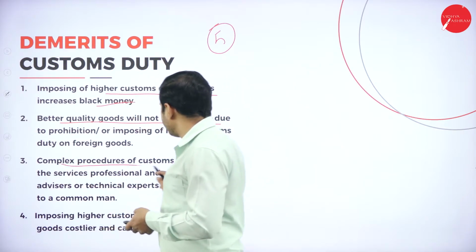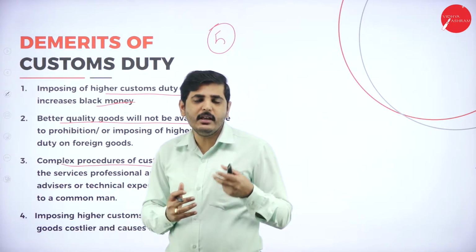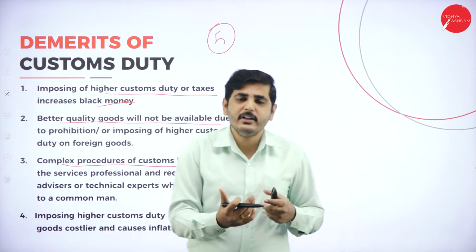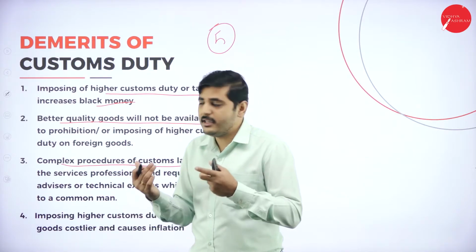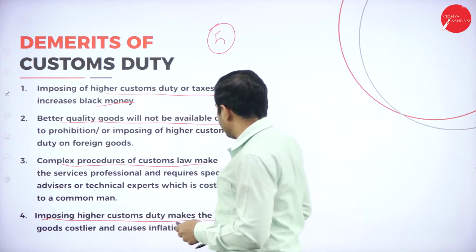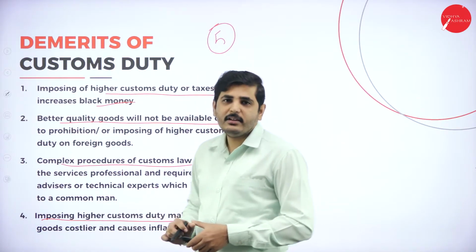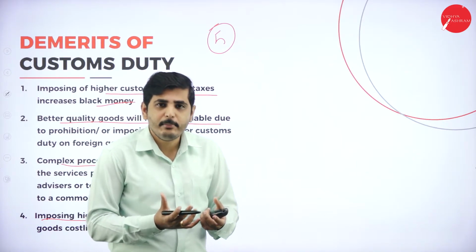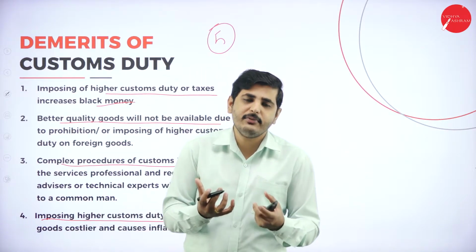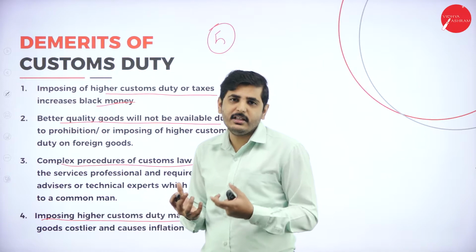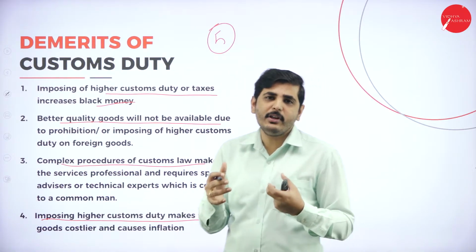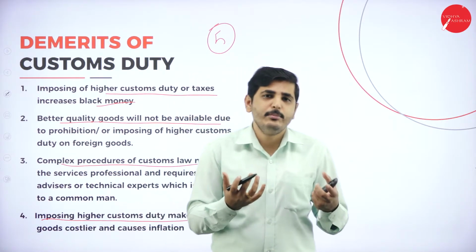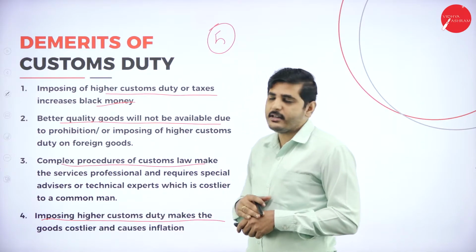Next one, the complex procedure of custom duty. In custom duty, duty is levied 3 or 4 or 5 times. Again, cess will be levied. So the calculation or computation of custom duty is rigid. Next one, imposing higher custom duty makes goods costlier for our customers, and it also increases inflation. Inflation means the purchasing value of the currency or money reduces day by day. When the government imposes higher duty, for example on petrol, even though the base price is 35 to 40 rupees, we are paying 100 rupees. Why? Because of custom duty and other duties from the central and state governments.